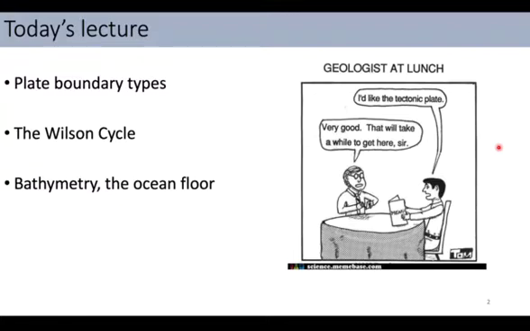Then we're going to go over bathymetry and the ocean floor. So plate boundary types in the Wilson cycle is the first part of our lecture. It goes together, and then we will get into the ocean floor and the different components and pieces of the floor.